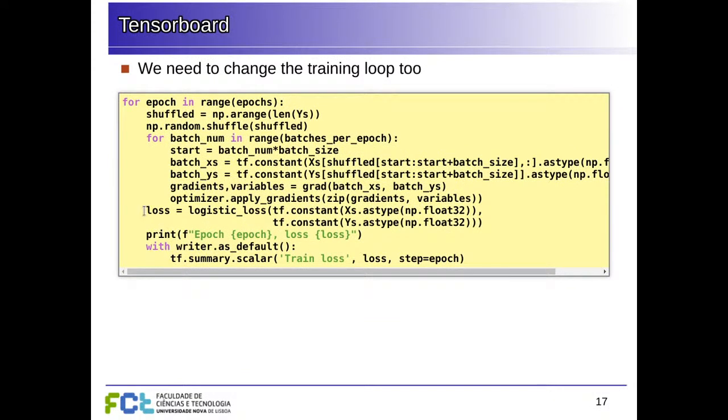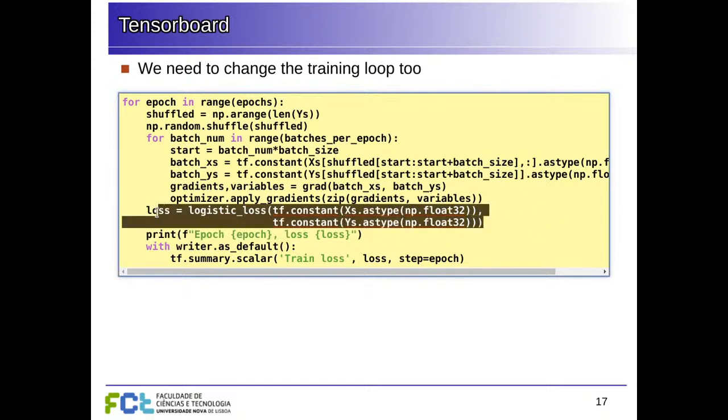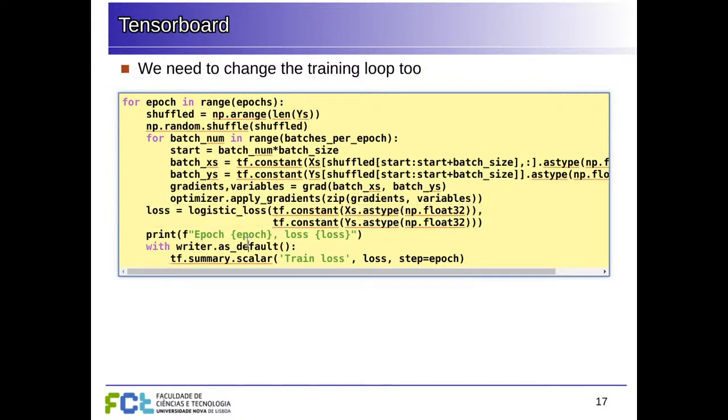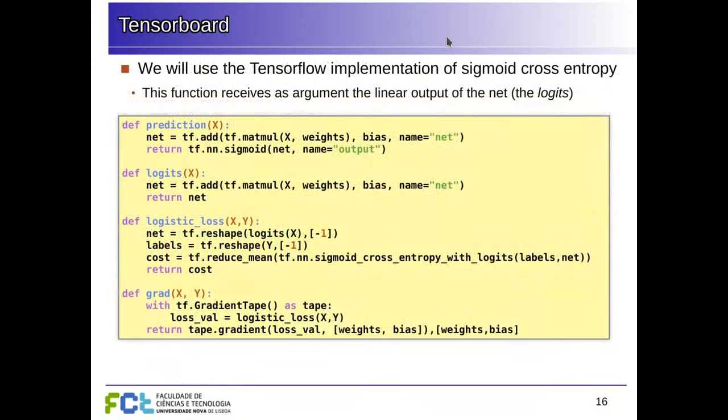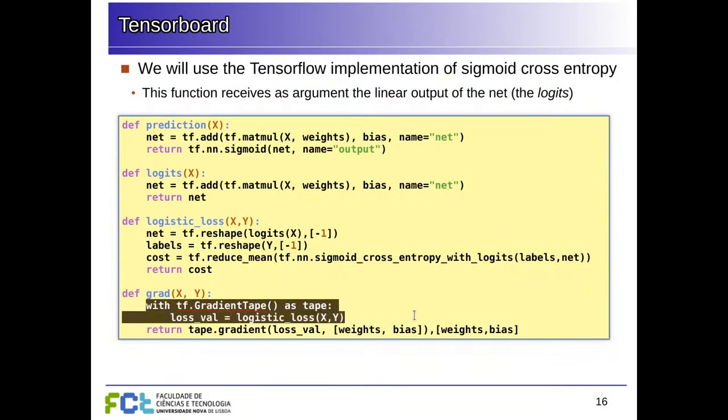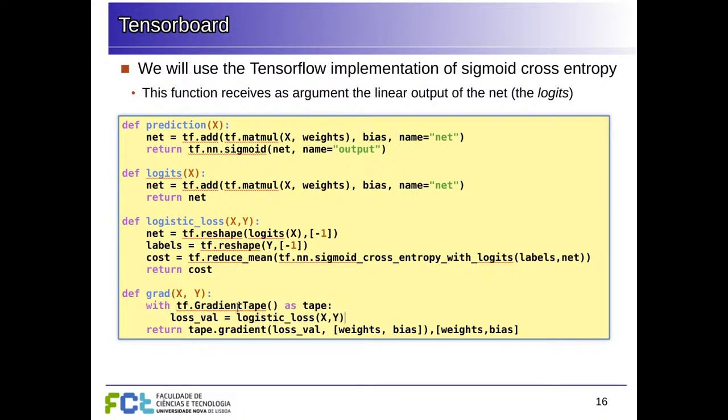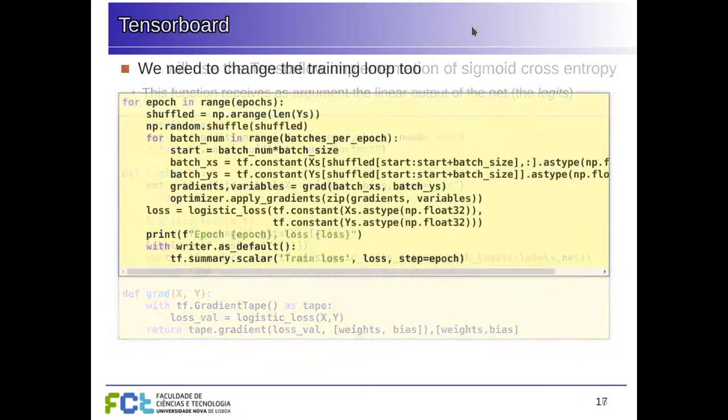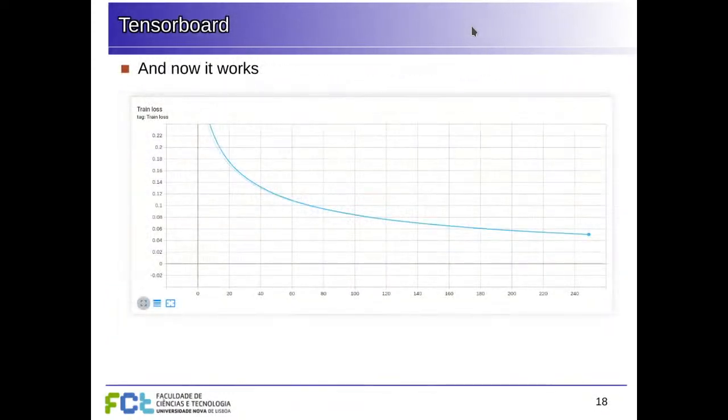We need only to change a bit the expression here when we are computing the loss value for the training set, because we changed those functions. We also need to change the grad function here, because now we want to use this combination of the logits function with the function for the logistic loss, instead of going through the prediction one. But after these changes, we fit everything together, and now we can see the training, and it works.